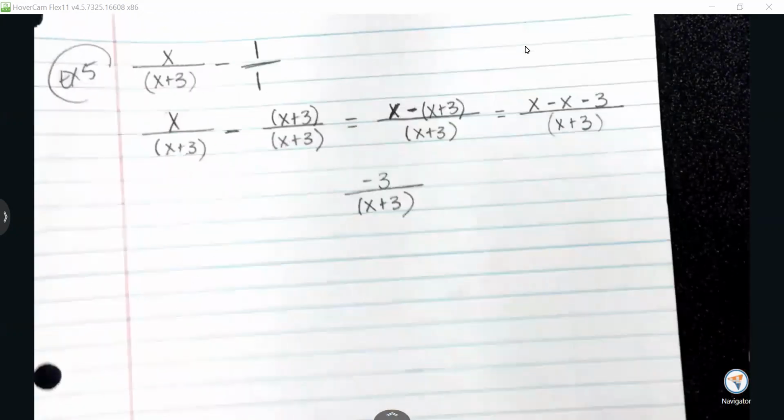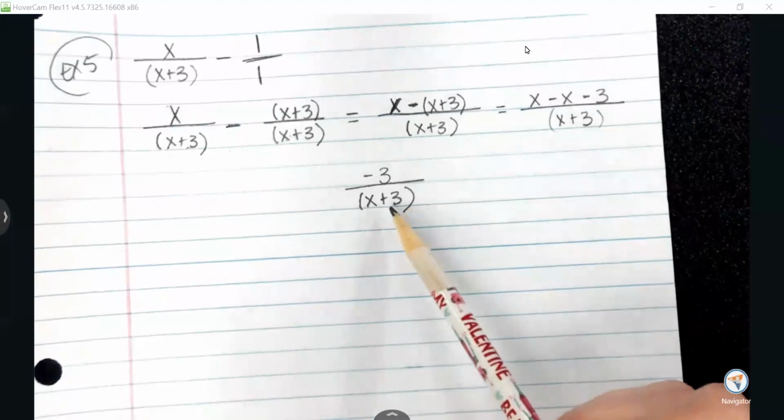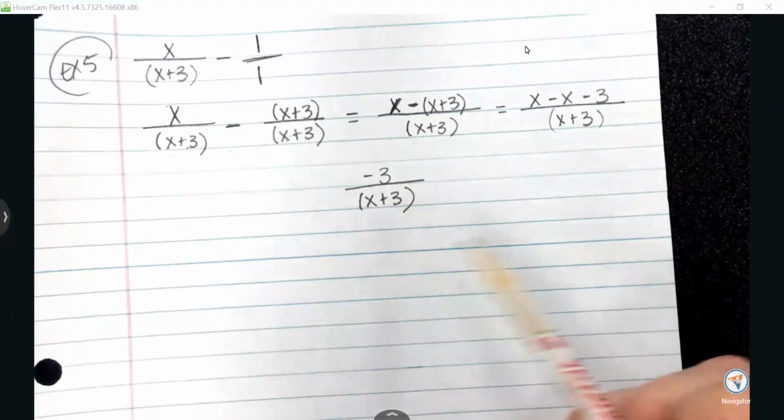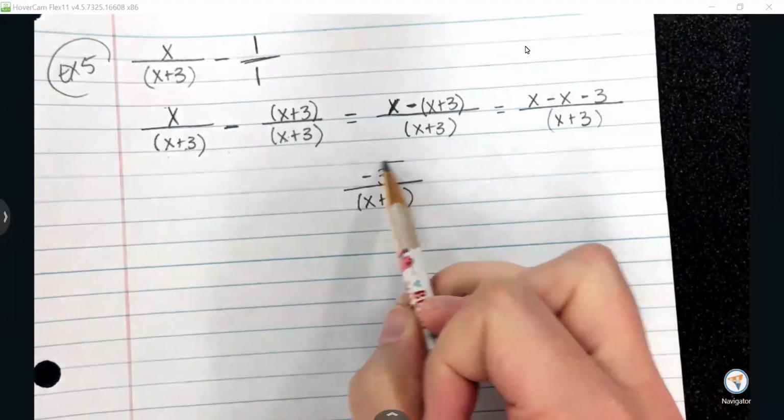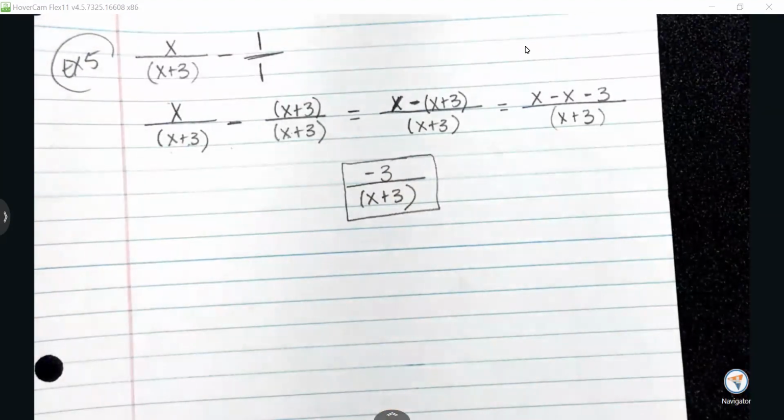So I have negative 3 over x plus 3. Can my 3's cancel? Why not? Because one of them's connected to an x. Okay, so because it's connected to an x, it cannot cancel.